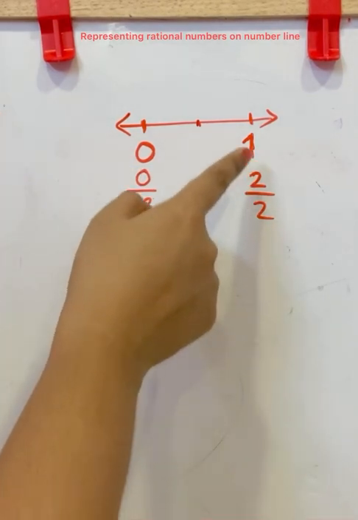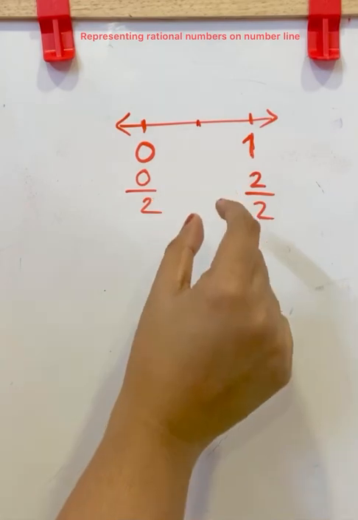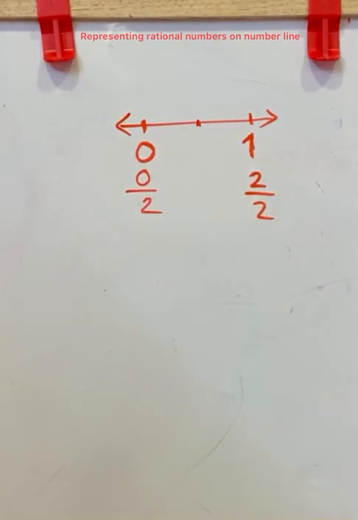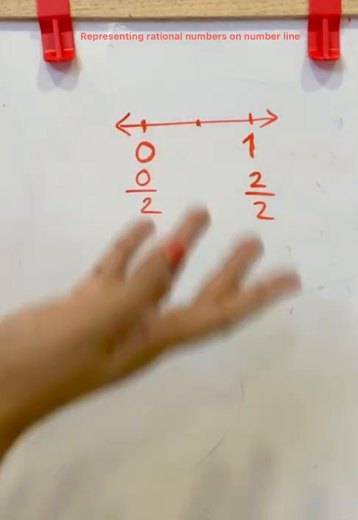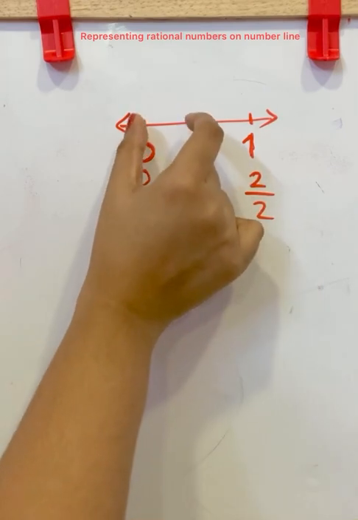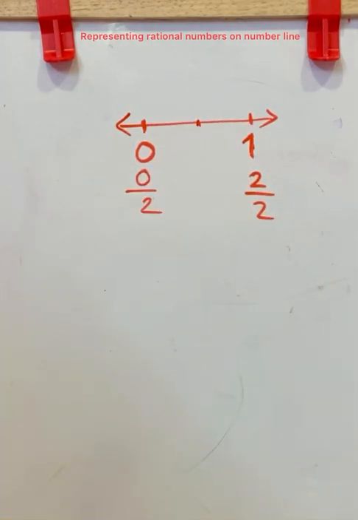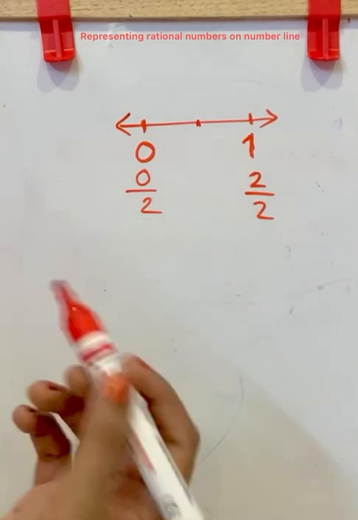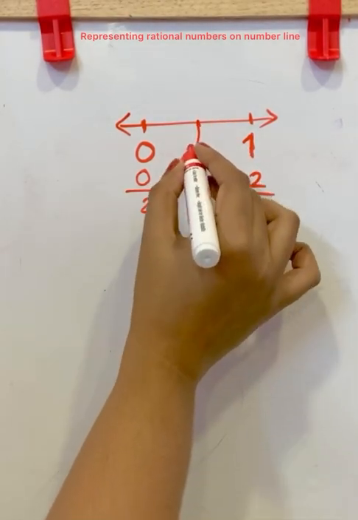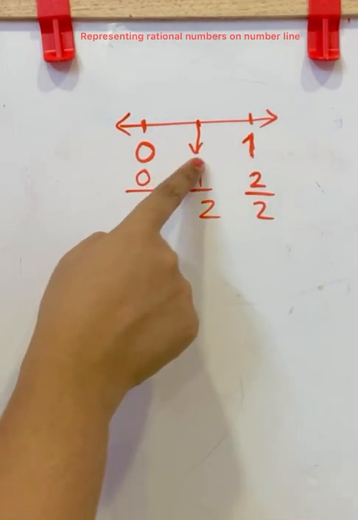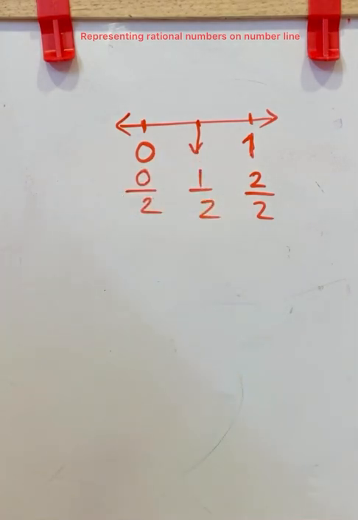There is nothing wrong in that. 2 by 2 is also equal to 1. We know if a digit is the same in numerator and denominator, the result is 1. 2 by 2 is 1, 3 by 3 is 1, 4 by 4 is 1. But here we need 2 because we are dividing into 2 parts. So here this is 0 by 2, this is 2 by 2. Then this point will be 1 by 2. Okay. So we are representing 1 by 2. 1 by 2 is a rational number and we represented it on the number line.